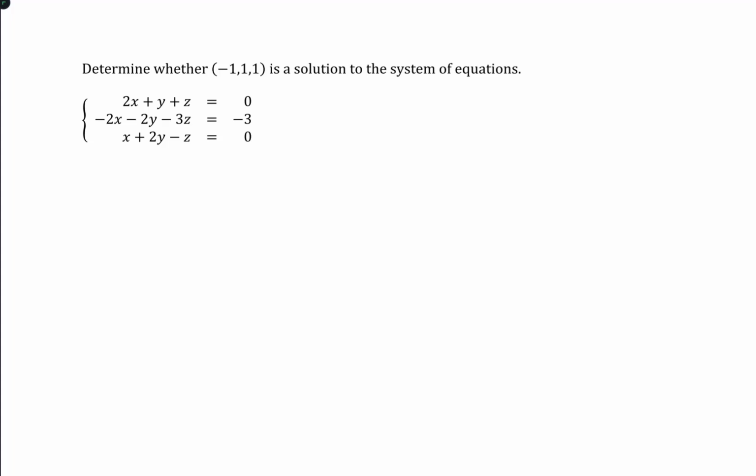Determine whether negative 1, 1, 1 is a solution to the system of equations. Well, for this point to be a solution to the system of equations, it has to solve all three equations at the same time. What that means, and I'll just number these off, so I'll say this is equation 1, equation 2, and equation 3.